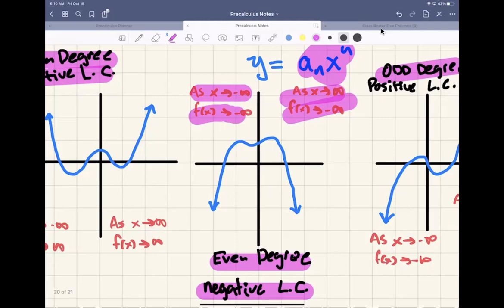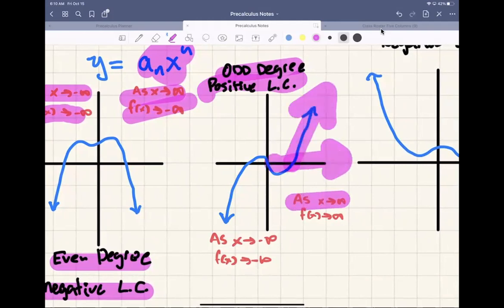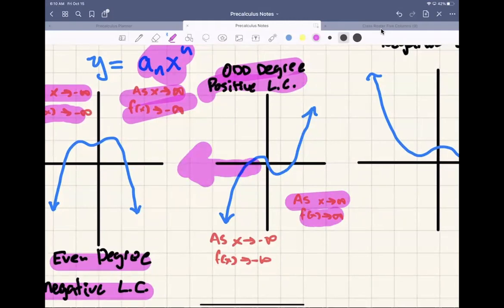All right, when we have odd degrees and a positive leading coefficient, the graph is going to look more like a cubic graph. Basically, as x approaches infinity, the more we go to the right, the higher we're going to go for a y value. So as x approaches infinity, f of x also approaches infinity. And similarly, as x goes to negative infinity, the steeper our graph is going to get, the lower it's going to go, because f of x also approaches negative infinity.